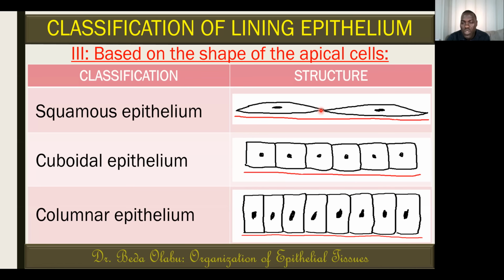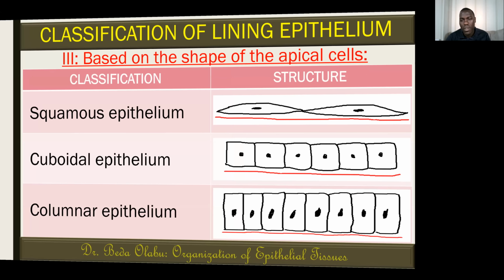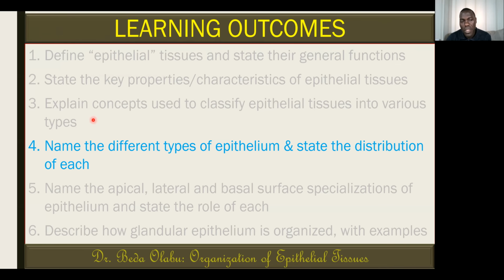And that will apply for situations where you are not able to really appreciate the shape of the cell on light microscopy because of what I've told you. The light microscope does not resolve the cell membrane. Right, so I've told you the concepts which we use to classify epithelial tissues. I now want us to look at the different types of epithelium, based on those concepts that we've used. And we are going to state the distribution of each. Now, this objective is largely going to focus on the different types of lining epithelium.